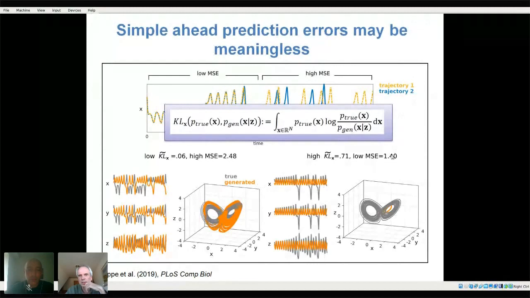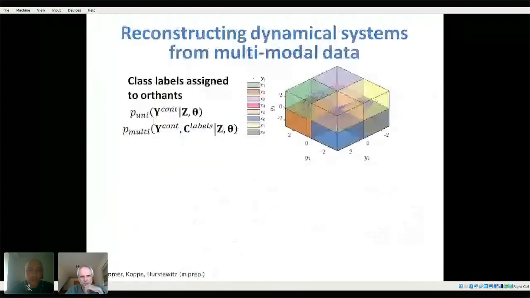And for that reason, the mean squared error is actually not that bad, but it does a lousy job in capturing the attractor geometry. So we think that's a very highly important distinction if you want to reconstruct, if you are really after the underlying nonlinear dynamic system.